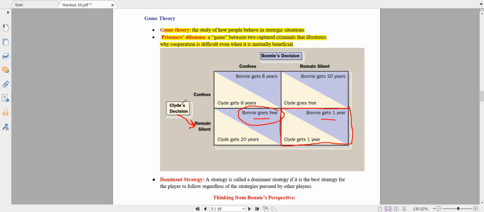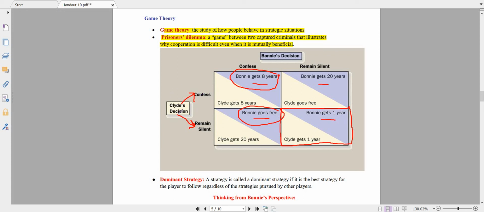Similarly, if Clyde confesses, what's the best strategy for Bonnie? So if Clyde confesses, Bonnie is going to compare her payoffs. If she remains silent, she is going to get 20 years in prison. But if she confesses, she is going to get 8 years in prison. So Bonnie would certainly confess in this scenario as well. So, whatever Clyde does, if Clyde remains silent or confesses, the best strategy for Bonnie is going to be to confess.